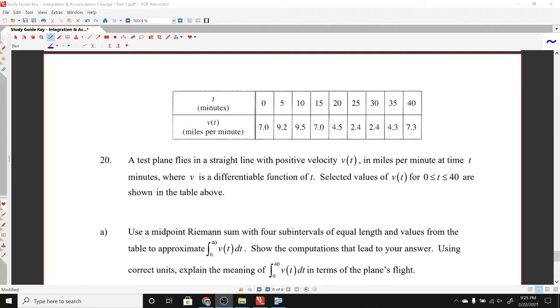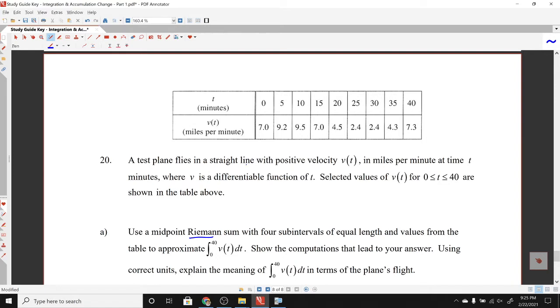Okay, number 20. This is a great review question of lots of different things we've done, including a Riemann sum here in part A, a little bit of interpreting the derivative in part B, and working with the approximation of the derivative using a table, the average rate of change, or AROC, part C, and then something new in part D, which we'll talk about when we get there.